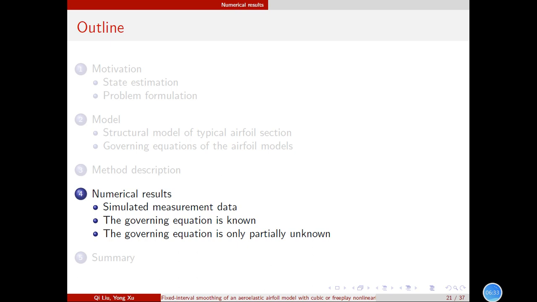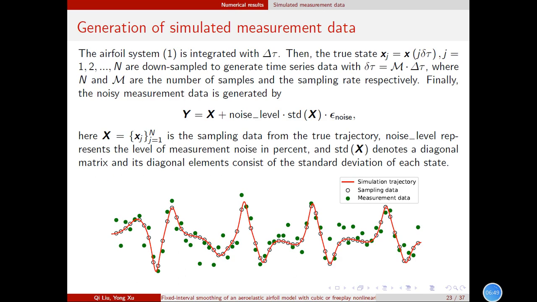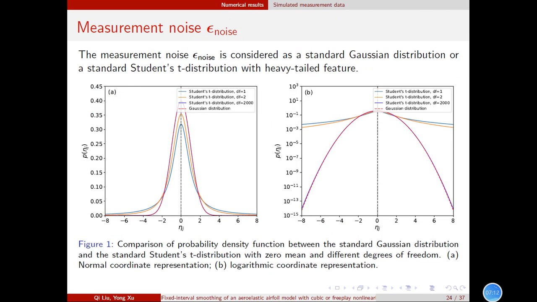In the next part, some simulation results will be given to test the effectiveness and feasibility of this method on the considered airfoil model. First, simulated measurement data will be generated from the following equation. Here, x is the sampling data from the true trajectory that is simulated from the original airfoil system. And the measurement noise is considered as a standard Gaussian distribution or a standard Student's t distribution with a heavy-tailed feature. The probability density functions are shown in figure 1.